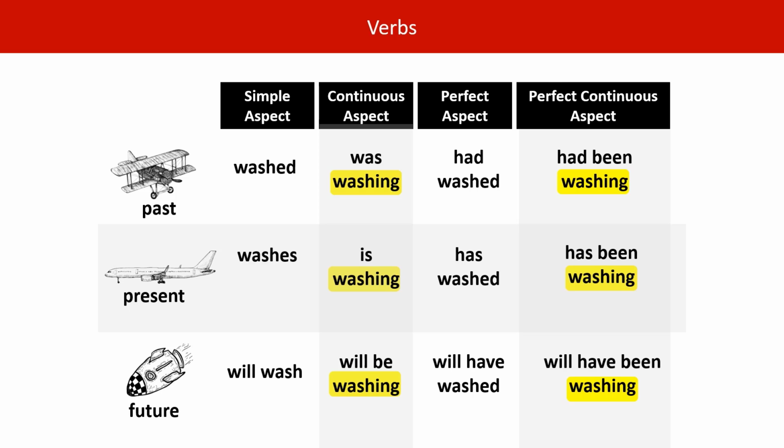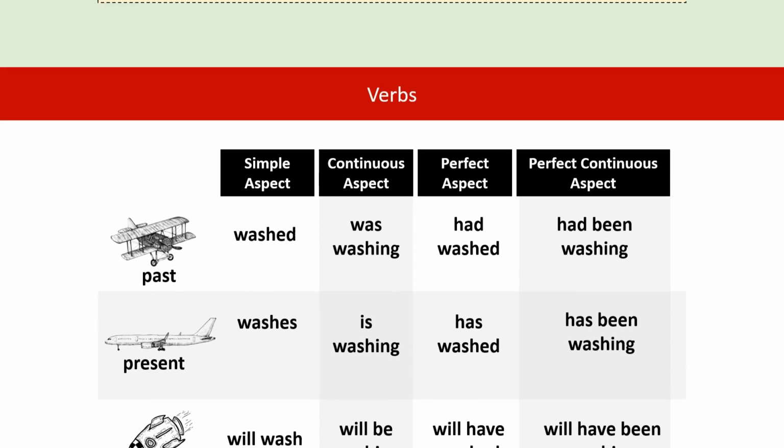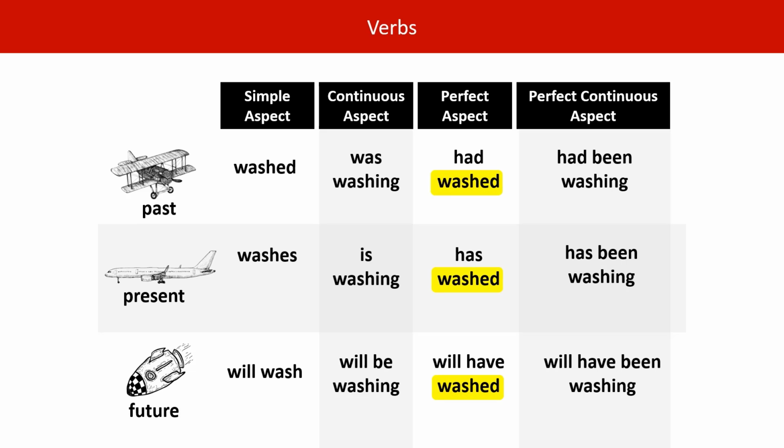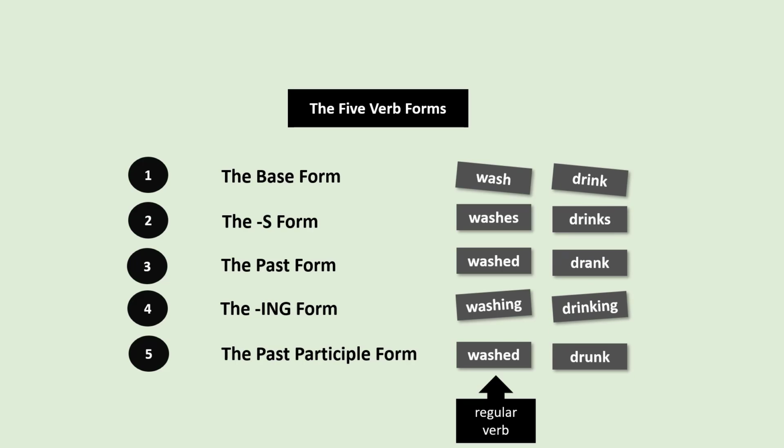And finally, the past participle form. And here it is, used in the perfect aspect. You will have spotted by now that the past participle form is the same as the past form. But that's only true for regular verbs. With irregular verbs, like to drink, for example, the past form and the past participle form are different. And learning the past form and the past participle form of irregular verbs is a very difficult part of English.